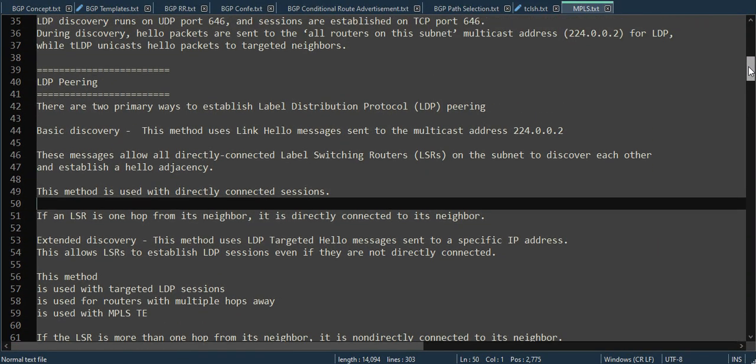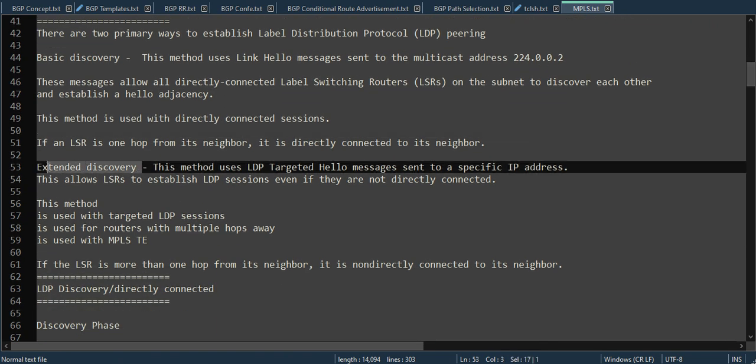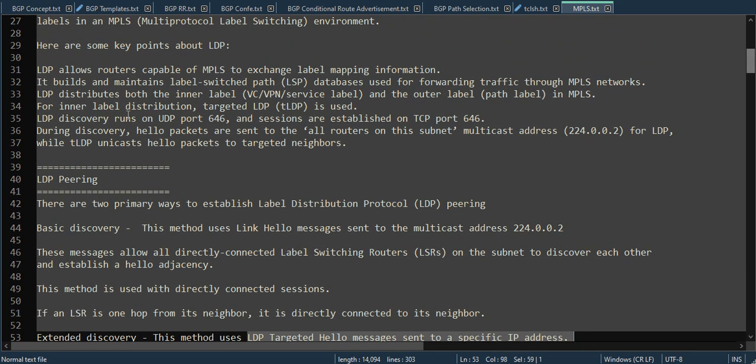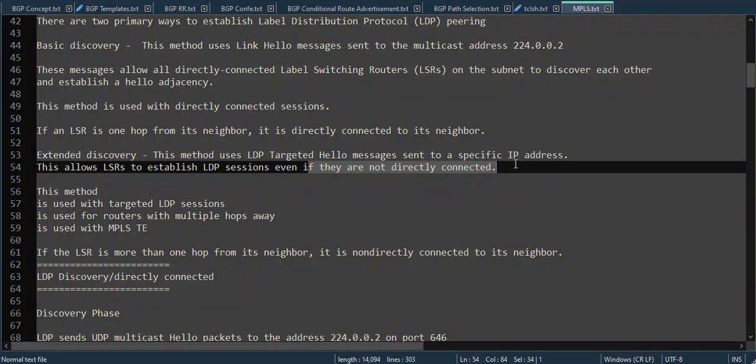Another way to establish label distribution protocol peering is extended discovery. This method uses LDP targeted hello messages sent to a specific IP address. This uses TLDP, or targeted LDP, which uses unicast. It uses unicast to send to specific IP addresses. This allows LSRs to establish an LDP session even if they are not directly connected.